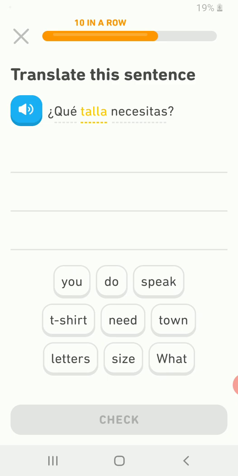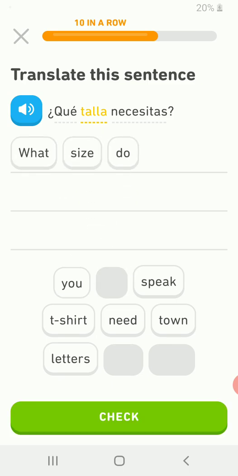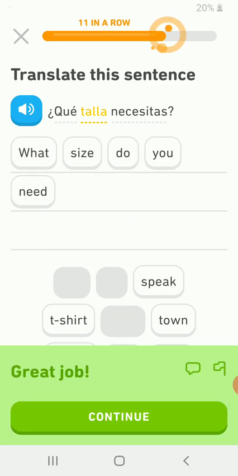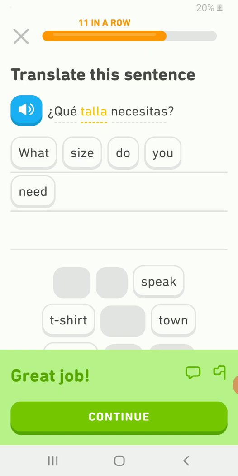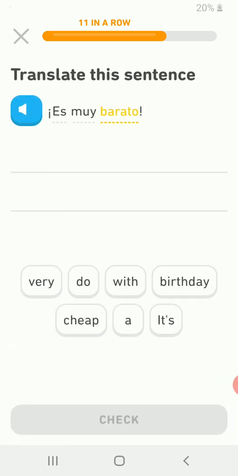¿Qué talla necesitas? Talla, even if I'm not familiar with this word, I feel like it means size. ¿Qué talla necesitas? What size do you need? That's a question. So now we know talla. Talla is size.